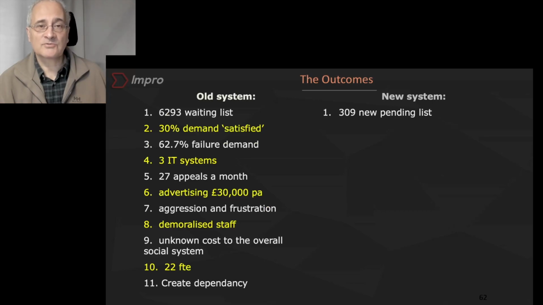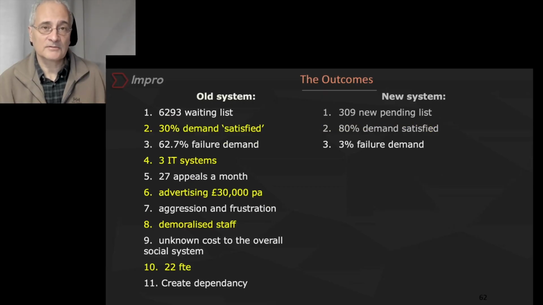30% of the demand that was satisfied in the old system increased to 80% of demand that was satisfied. We were able to help directly 80% of the people that came to us. There was 62.7% failure demand. In the new system, there was 3% failure demand. We were using 3 IT systems before, and 2 years later, they were just developing the new one single IT system that was actually going to help them to do this.